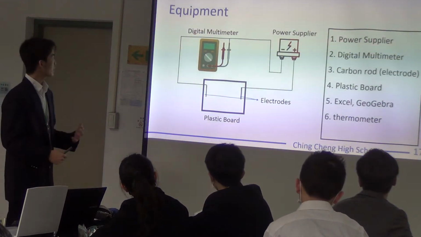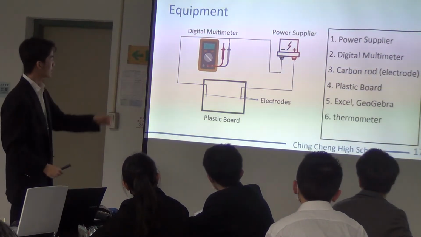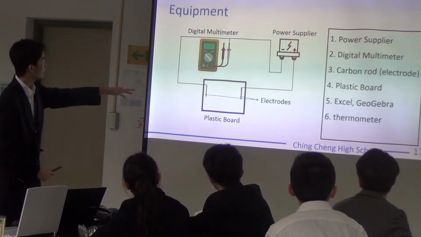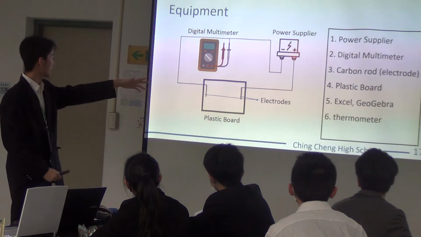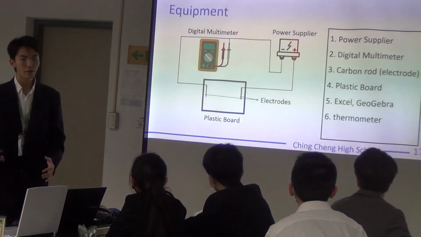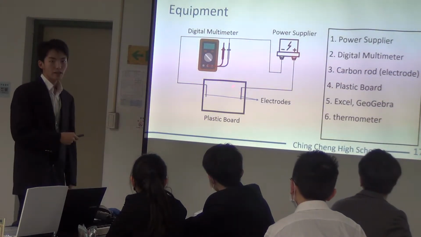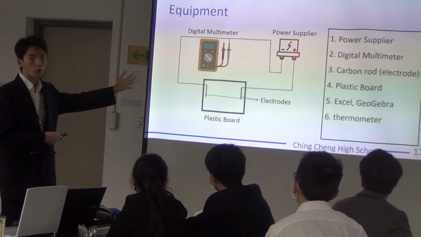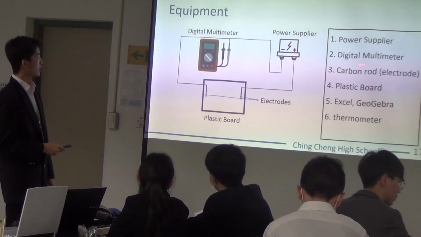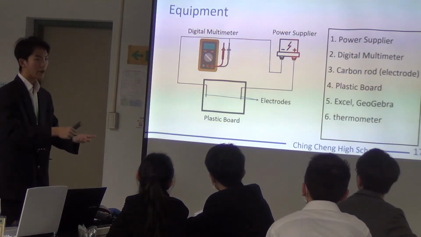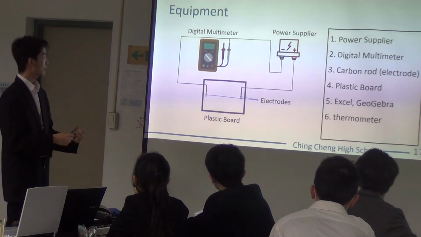So here is the experiment setup. Here we connect one part of the power supplier to one probe of our digital multimeter, and the other to one electrode. And we can use another probe of our multimeter to measure different dots on the board. The plastic board here has different electrolytes or water, and we could measure it on our graph paper, and we will map it to Excel and GeoGebra to analyze.